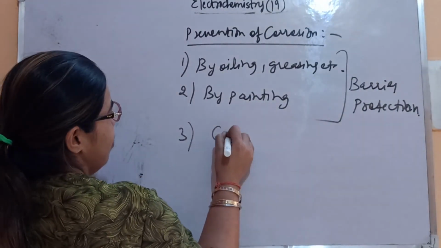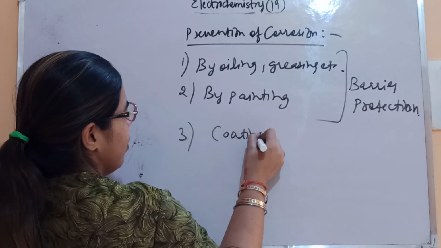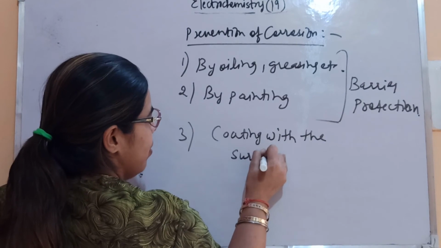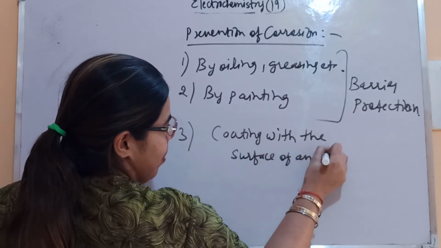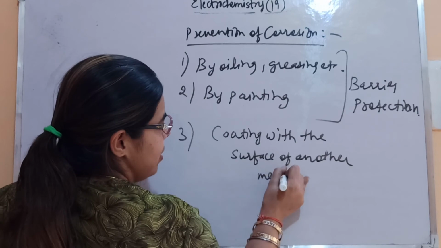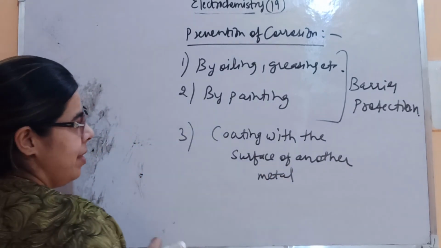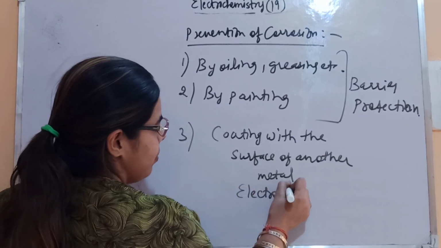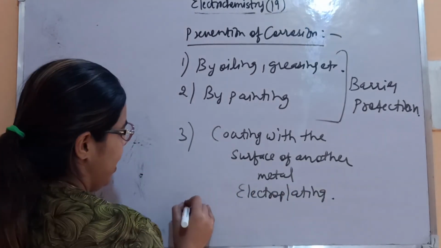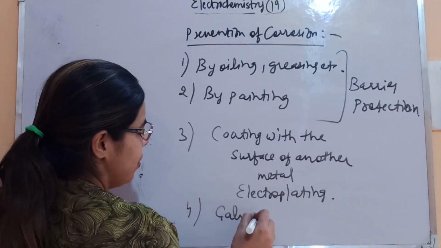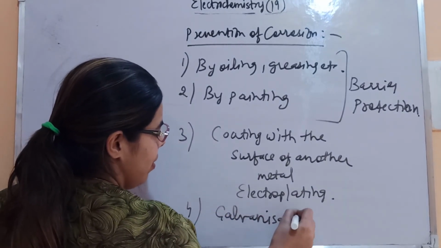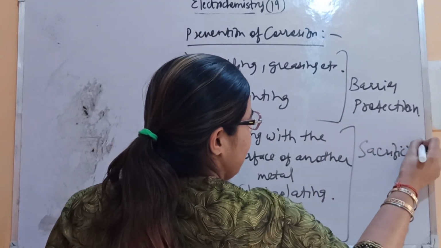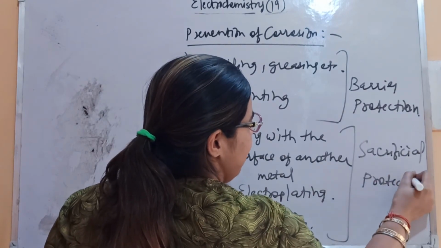Secondly, coating the surface of the metal with another metal which is highly electropositive, more reactive than that. That is electroplating. Then the galvanization process, coating with zinc. All these will come under sacrificial protection. Now what is sacrificial protection?